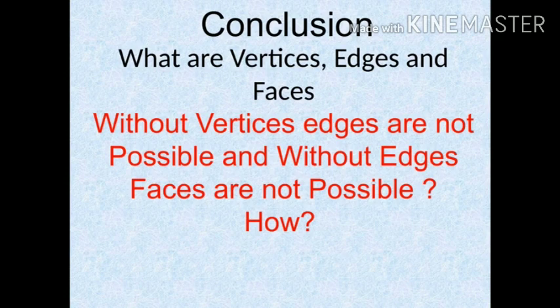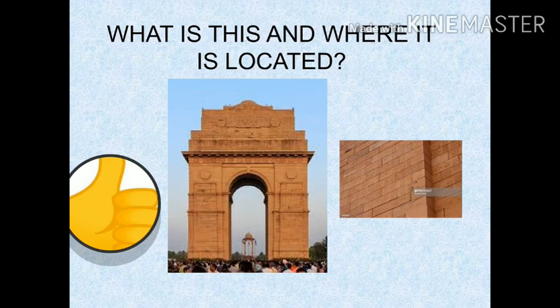So I am having one answer and you have to justify that. Remember children, you have to justify that. Ma'am will say one answer, and ask one question, and you have to say why. Okay? Without vertices, edges are not possible, and without edges, faces are not possible. How? Why? Without vertices, edges are not possible, right? So without edges, faces are not possible. Why? So you have to justify this by using some real time examples. This is one of the activities for you.